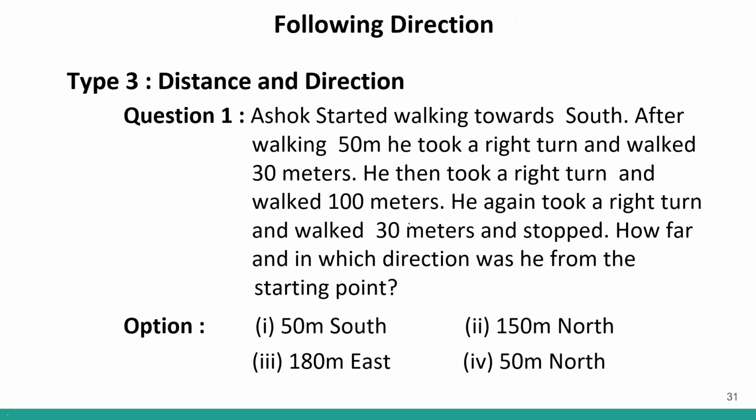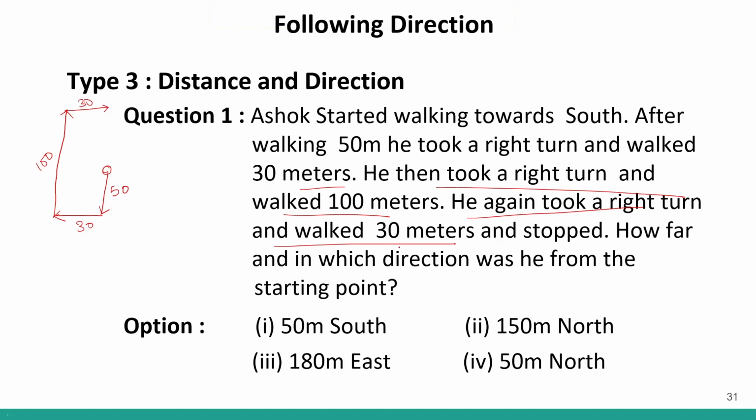Clear? Now, distance and directions. Ashok started walking towards south. So Ashok is walking towards the south. After walking, let's say this is the starting point. After walking 50 meter, he takes a right turn and walked 30 meter. So this direction. He then took again a right turn and walked 100 meters. So from here, he'll walk here 100 meters. Right? He then again took a right turn and walked 30 meters. So right turn again and 30 meters here. He'll fall in the same line with the starting point now.